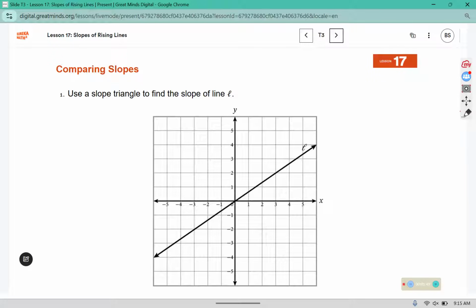It says use a slope triangle to find the slope of line L. So we're just going to find 2 points or places where it crosses in the corner of a box, like here, and we're going to create a slope triangle. So a right triangle coming off of that line. Here it went up 1, 2, 3, 4. And then it went over 1, 2, 3, 4, 5, 6.